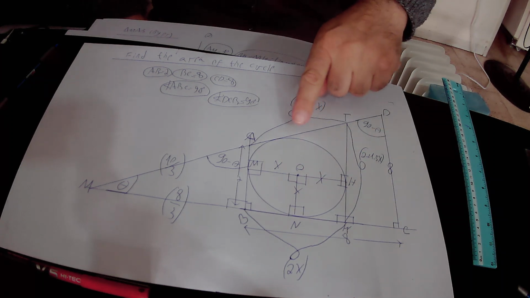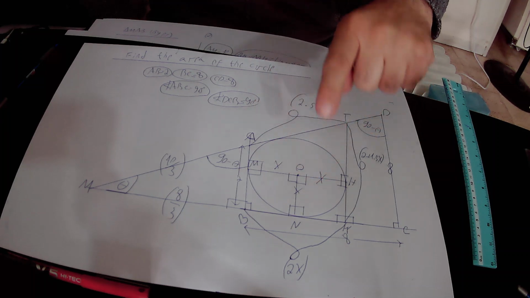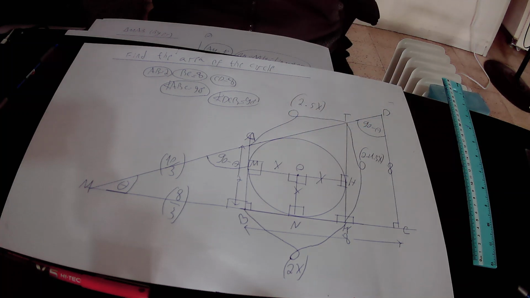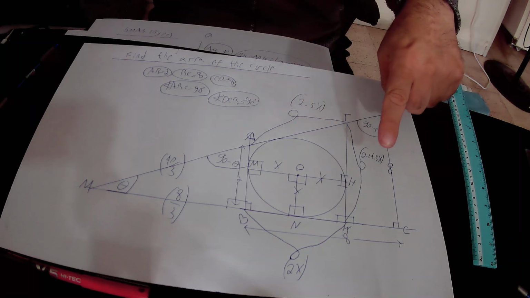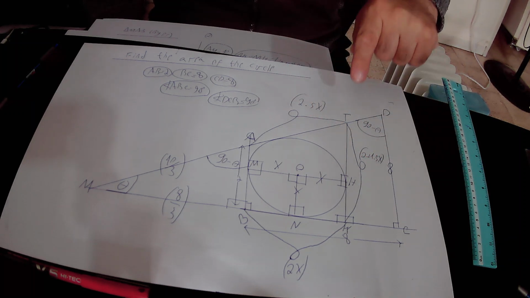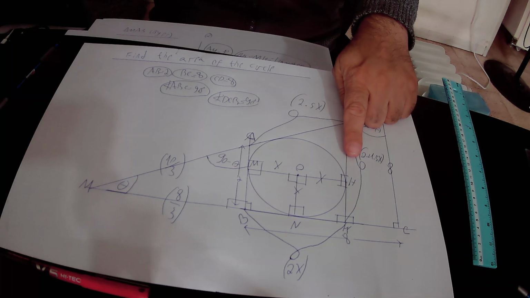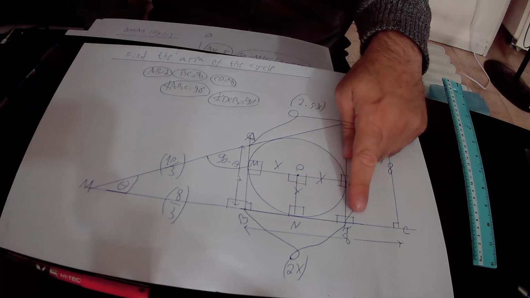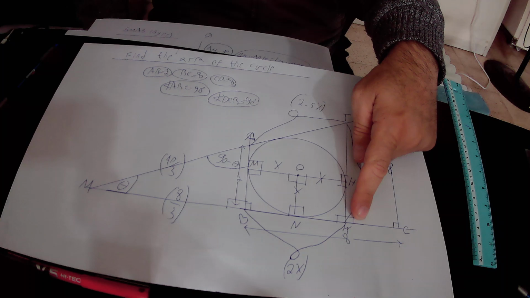In quadrilateral OMBN, we have 1, 2, 3 right angles, therefore the fourth angle must be equal to 90 degrees according to the rule that the sum of the angles in any quadrilateral is equal to 360 degrees. Then we draw a perpendicular on BC, that is also tangent to this circle at point H. So this angle equals 90 degrees and this angle equals 90 degrees according to our construction.